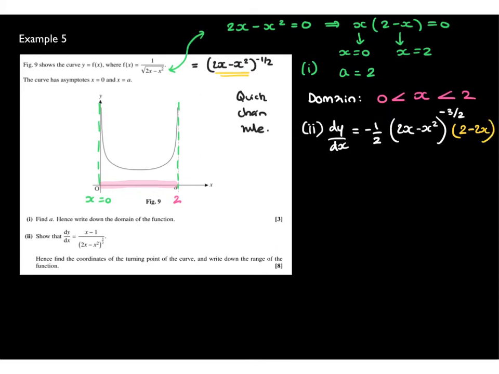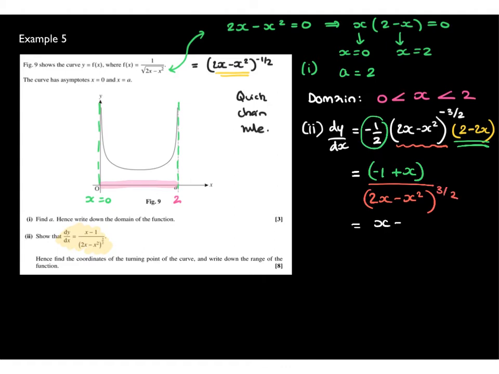And of course, now I just need to show that this can be expressed in this format here, and I can already start to see some starting points for taking it in that direction. So, first of all, I have a negative 1/2 here, and I have 2 minus 2x. So if I multiply 2 minus 2x by negative 1/2, I'm going to get negative 1 plus x. And then this part here, I can bring that into the denominator, 2x minus x squared to the power of 3 over 2. And that's essentially the final answer. We'll just rewrite it exactly as it is there.